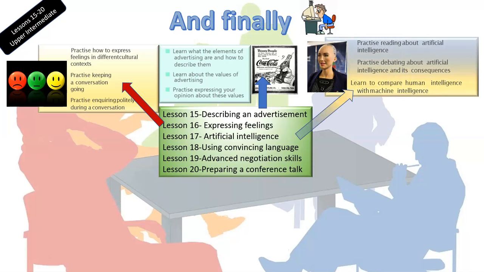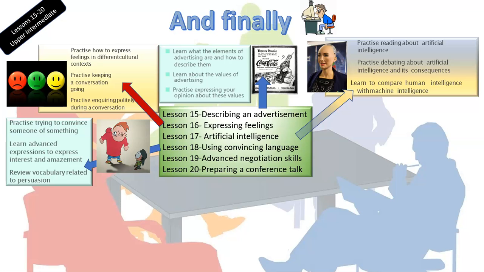And in the next lesson, we'll talk about artificial intelligence. We're getting rather into some complex language by now, but you will handle it, don't worry. We'll practice reading about artificial intelligence and debating about artificial intelligence and its consequences on humankind. We'll learn to compare human intelligence with machine intelligence and give opinions about it.